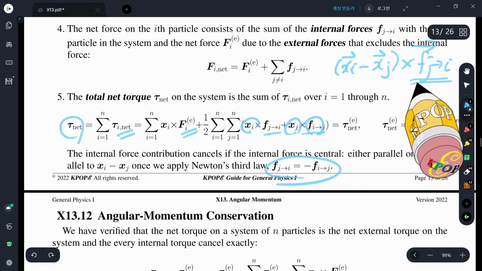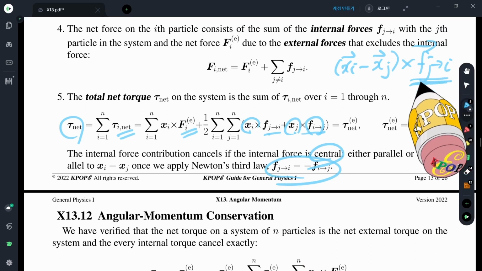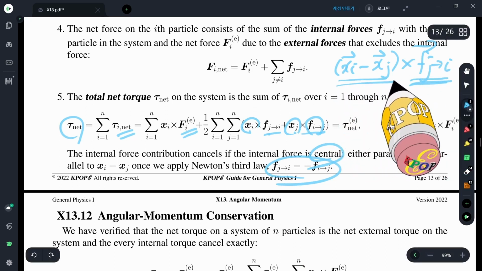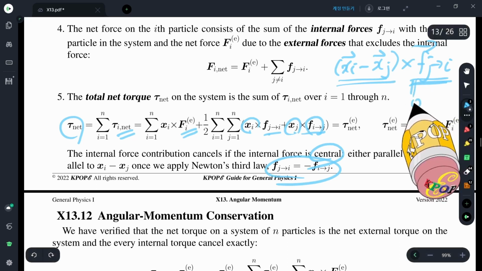In case the force is central, then the central force is proportional to the displacement between the two objects. The cross product disappears, absolutely. So we have a stronger requirement for the angular momentum conservation.